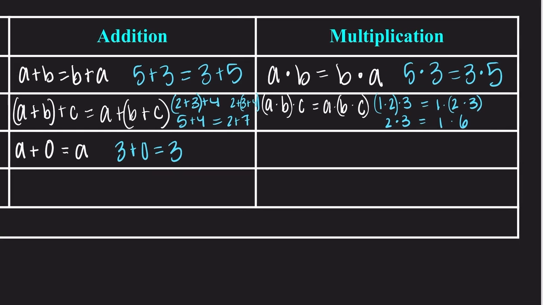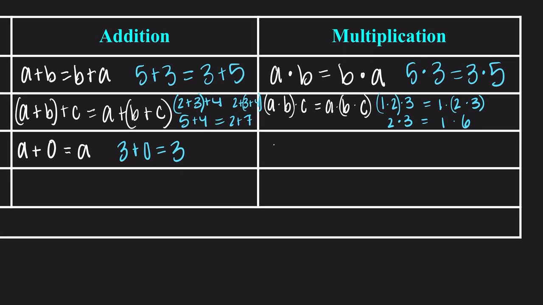For multiplication, it's going to be the same idea. What can we multiply by to get itself back? What can we multiply by A to get A? The answer is 1. So an example would be 3 times 1 equals 3.